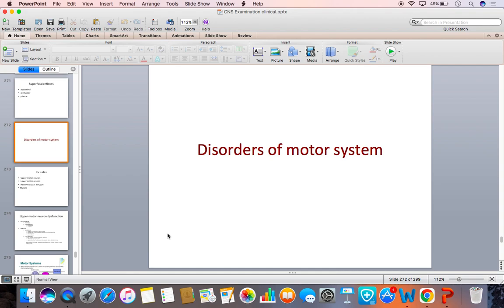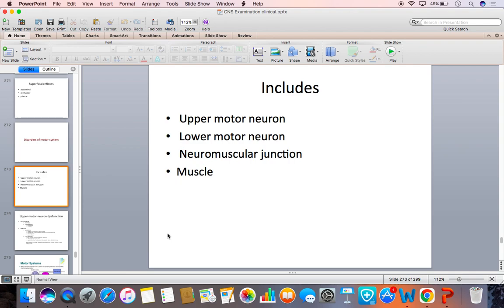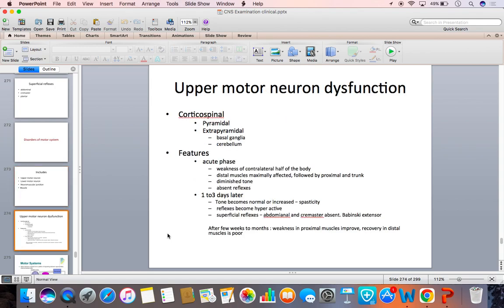Well, coming to the disorders of the motor system, it may include upper motor neuron lesion and lower motor neuron lesion. A lesion could be at the neuromuscular junction or in the muscle. Upper motor neuron dysfunction, so the lesion could be in the corticospinal tracts. What are the features? It could be pyramidal or extrapyramidal. What are the features of the upper motor neuron dysfunction?